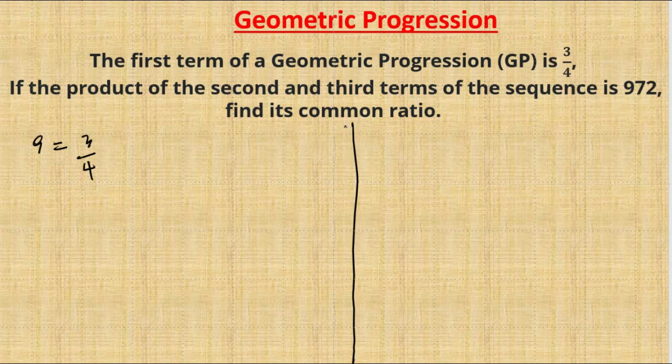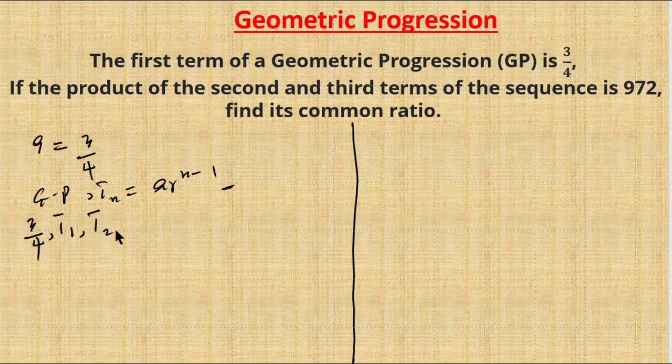Now, first and foremost, geometric progressions, GP, the nth term of any GP, Tn, is given as a r raised to power n minus 1. This is the governing equation for any nth term of a GP. So my T1 is equal to a, which is 3 over 4. I can write my geometric sequence as 3 over 4, then I have T2, then the sequence continues.